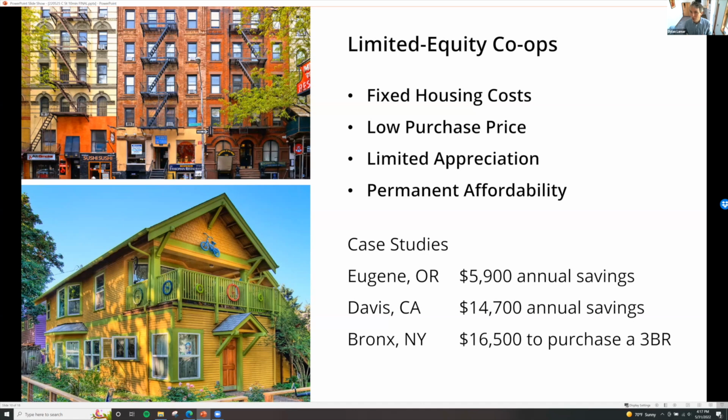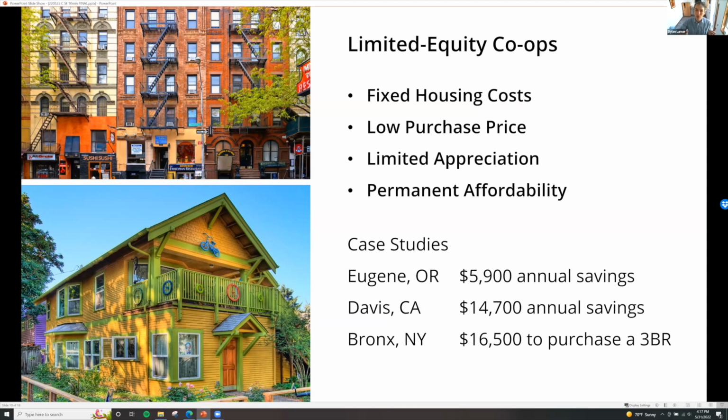They were pretty much the only way to own shared lot housing before the 1950s and 60s, when condos became a legal mechanism. So co-ops have a deep history. Limited equity co-ops are a specific type of co-op that creates the benefits of fixed housing costs. That's the number one benefit.